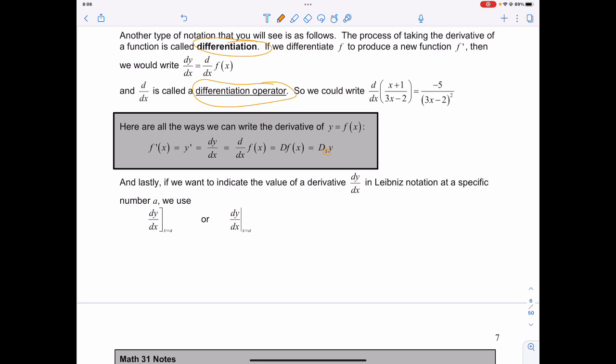And lastly, if we want to indicate the value of a derivative in Leibniz notation, then we use a number a, where we just state x is equal to whatever that a value is. So if I'm doing this using example 5, then I would say that if I have negative 5 over 3x minus 2 squared for when x was equal to 4 is going to equal negative 1 over 20. And that's it for this lesson.